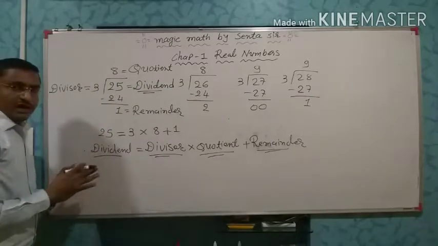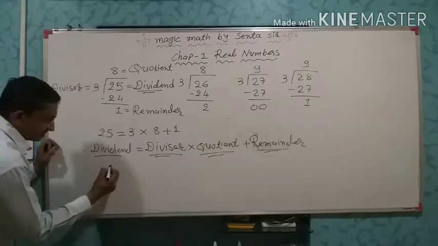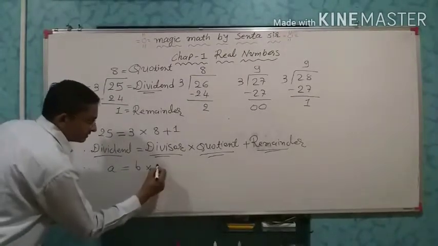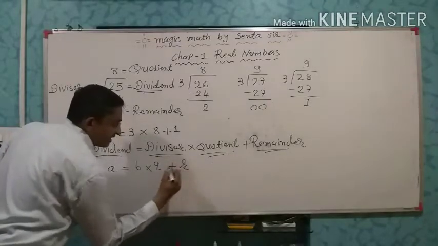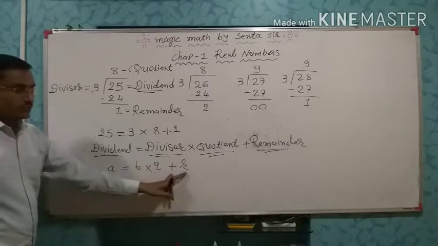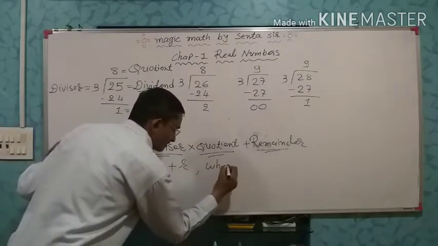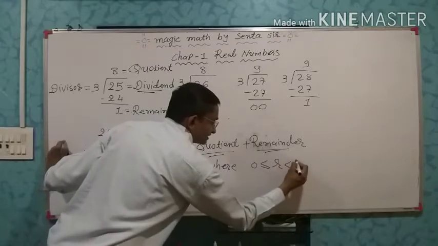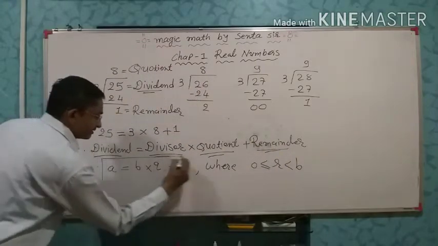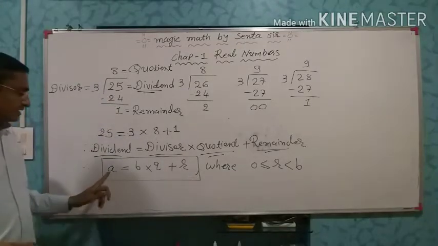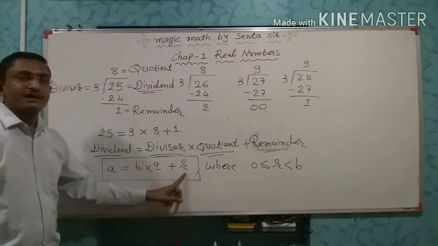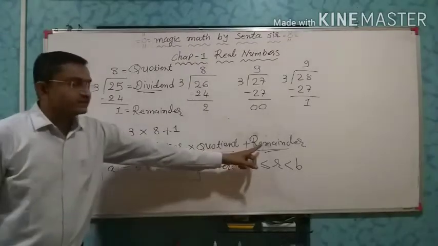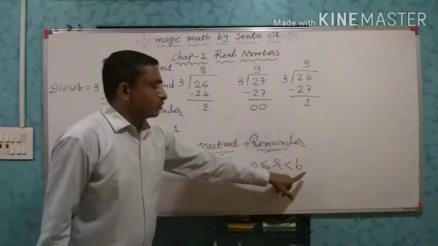Euclid wrote this formula in his own style. Dividend he called A, divisor he called B, quotient he called Q, and remainder he called R. A is equal to B into Q plus R, where 0 is less than or equal to R, which is less than B. A means dividend, B means divisor, Q means quotient, and R means remainder, where remainder is always less than B.